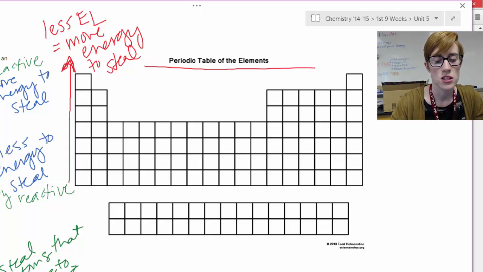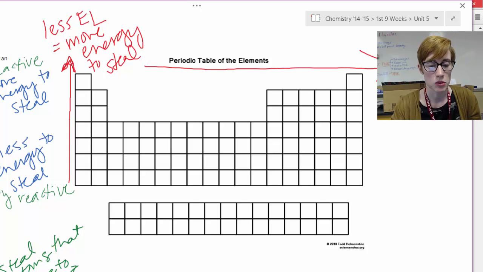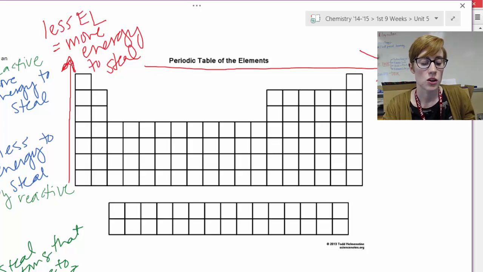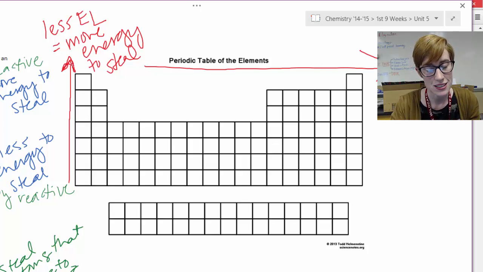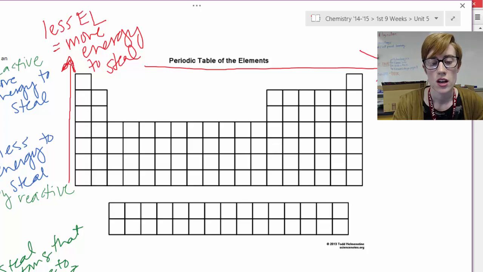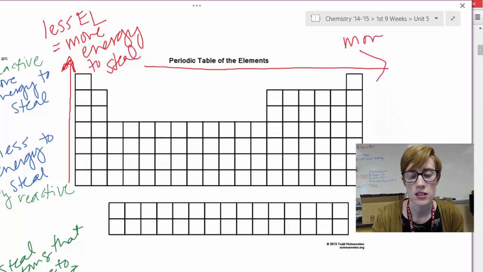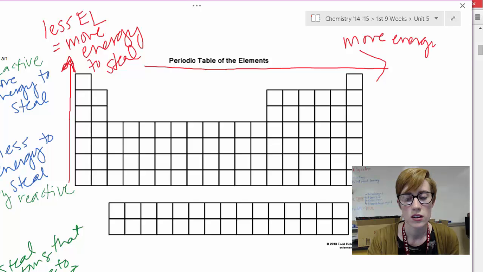It also increases as we go from left to right across the periodic table. Because remember, as we get closer and closer to getting 8, you don't want to lose any electrons. So it's more energy to steal because we're closer to getting 8 electrons.